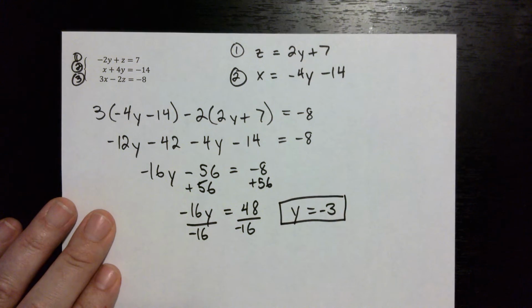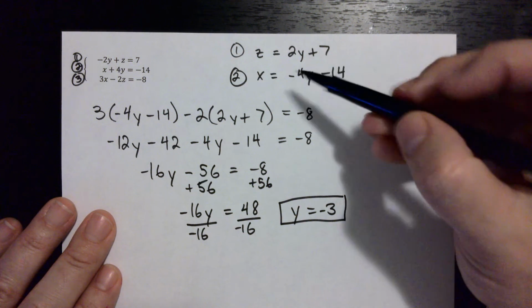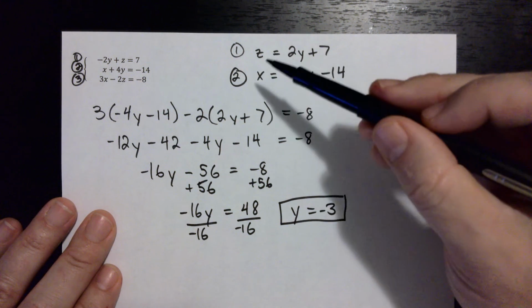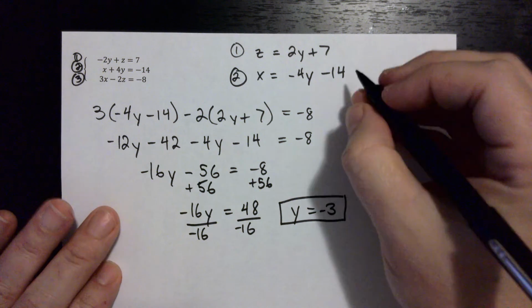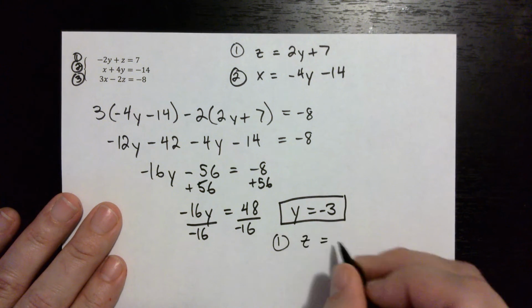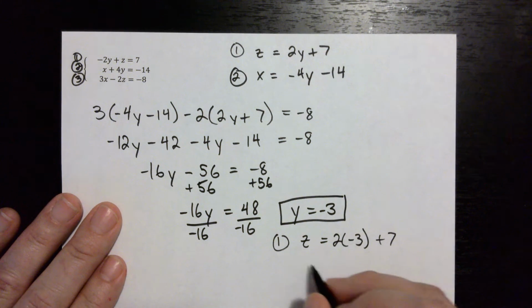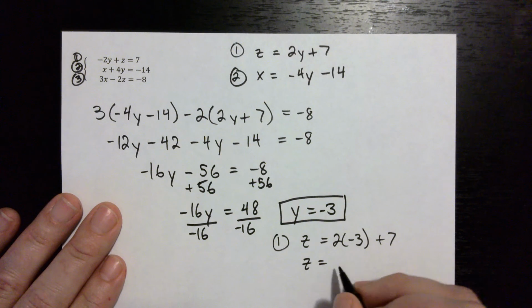That gives me my first solution. But it also is pretty much giving me my other two solutions too, because I've got z solved for y, which I now have, and I have x solved for y, which I now have. So I can plug those in. So for 1, it'll be z is equal to 2 times negative 3 plus 7. So z is equal to negative 6 plus 7, which is 1.